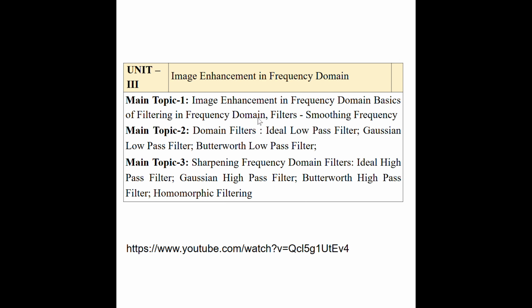So you will see what is image enhancement in frequency domain, the basics of filtering in frequency domain, the filters, smoothing frequency, types of filters, and so on. What is the benefit of applying each category of filter, that we will see in the first part of the unit. Then we will see what are the various domain filters. We'll study the ideal low pass filter, Gaussian low pass filter, Butterworth low pass filter. Then we will see sharpening frequency domain filters. Here we will study the high pass filters: ideal high pass filter, Gaussian high pass filter, Butterworth high pass filter, and homomorphic filtering.